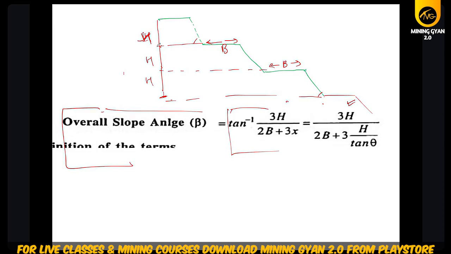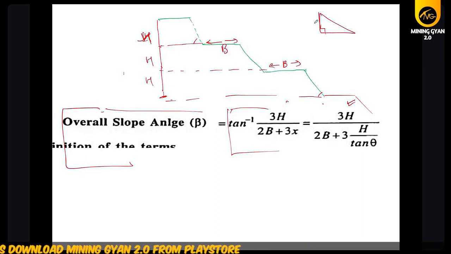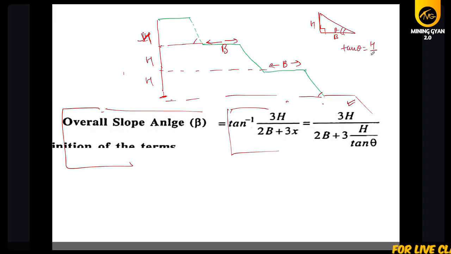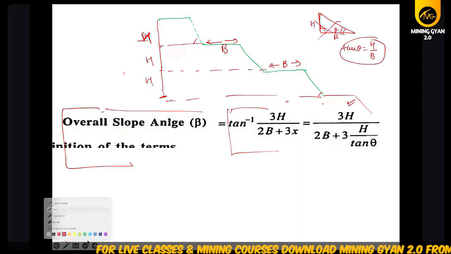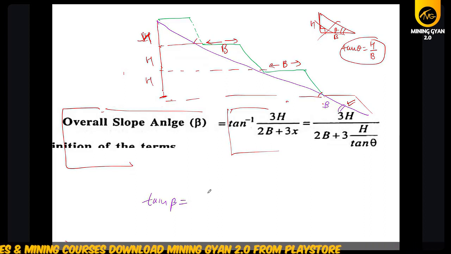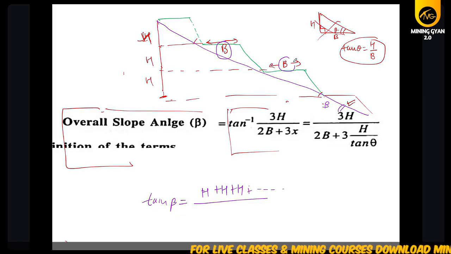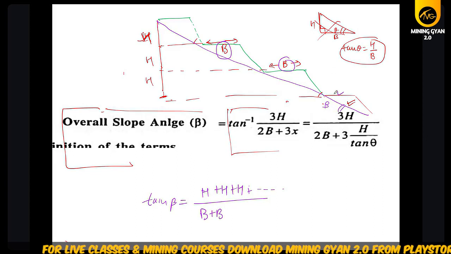So in this question, how will you achieve the overall slope angle? I told you, if this is 90, this is the height, this is the width, then this is theta, then tan theta equal to H by B, for the single bench. But here the overall angle will be this. So it is beta. So tan beta equal to what will be? Tan beta mein kya hoga? So height will be H plus H plus H, because three bench heights. If it was 5 or 4, then you add more. And in this diagram, we only have two bench widths. So B plus B. If more, then you consider them.